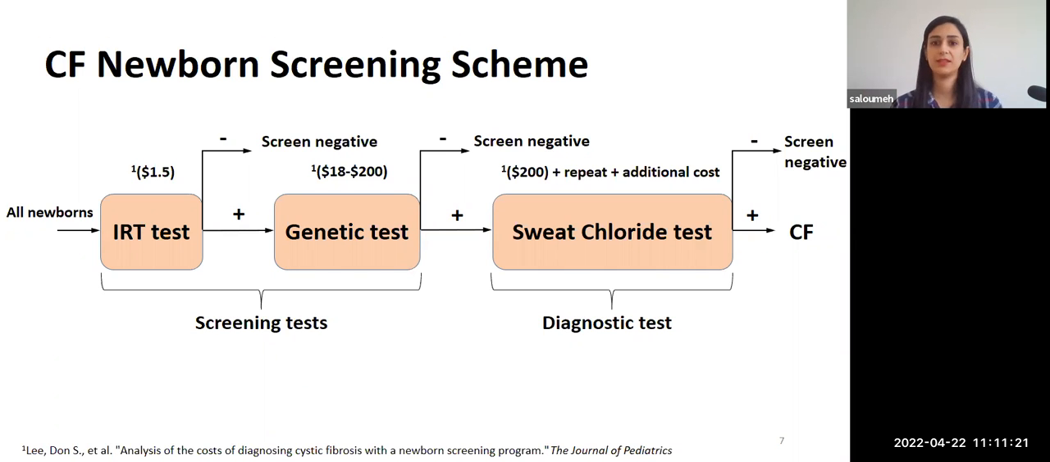In many cases, it needs to be repeated. In many cases, it has some additional cost because not all care centers perform sweat chloride tests, so the parents need to drive for a couple of hours to go to a center that performs them. Looking at this general scheme of cystic fibrosis newborn screening in the US, we really want to reduce the number of unnecessary sweat chloride tests or genetic tests, but we also want to make sure that we diagnose all newborns with cystic fibrosis. We don't want to have any missed cases, and that's the big challenge here.